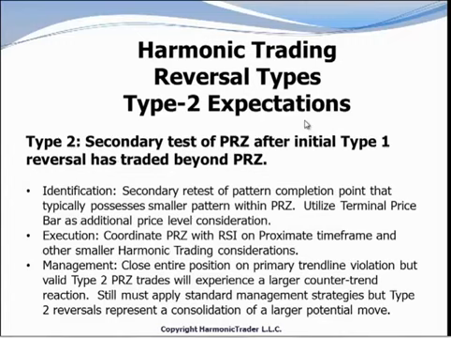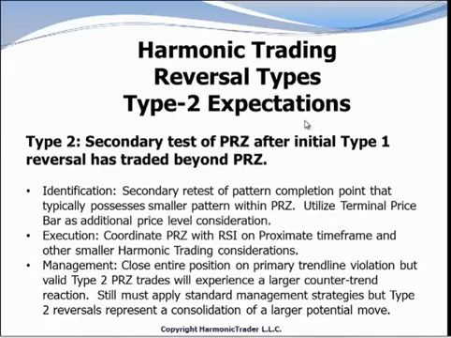But in most cases we see a secondary test, and it's very common that we have a secondary test of the PRZ after the type 1 reversal has traded beyond the potential reversal zone. So for identification purposes, we're looking for some secondary retest of the pattern completion point that in many cases will possess some type of smaller pattern within the PRZ. So we utilize the terminal price bar level as well, because remember, that terminal price bar can exceed the PRZ, but we still utilize that as an additional level when we're assessing that secondary test.